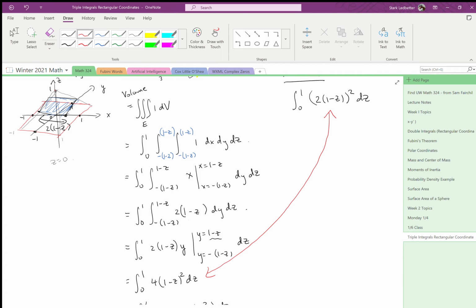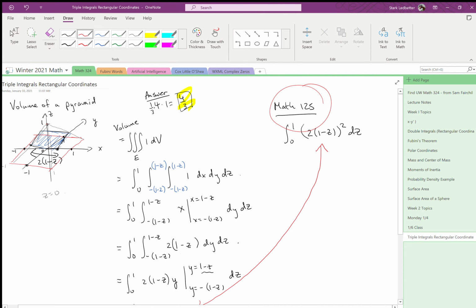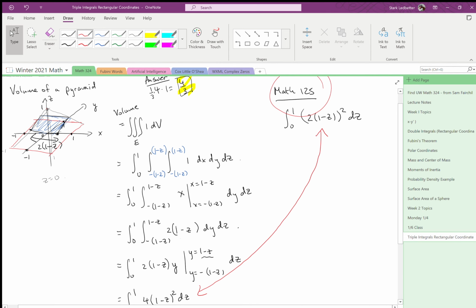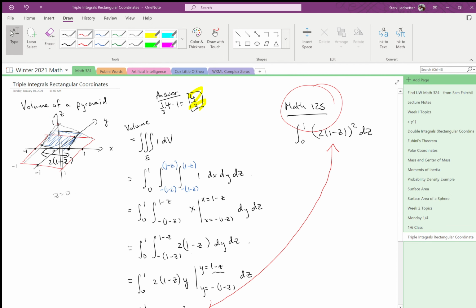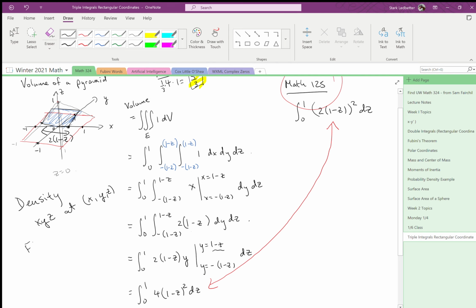And maybe it feels harder. Maybe it feels a little bit easier to do it the Math 125 way because you don't have all this notation. So this is a common theme in math. You can trade thinking for tons of notation. There are uses to triple integrals. For example, if it said the pyramid had density, let's say x, y, z, at any point x comma y comma z inside the pyramid, and then the question was find the mass.